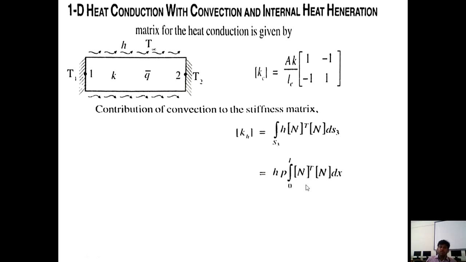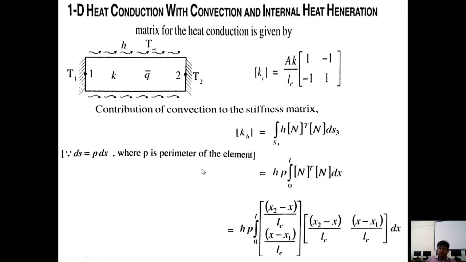As we know, the entire surface is given by the perimeter, so ds is P into dx. Got it? So if I substitute for ds, that is P into dx, it becomes HP into integral of 0 to L, N transpose into N into dx. Just as we discussed, P is the perimeter of the element.